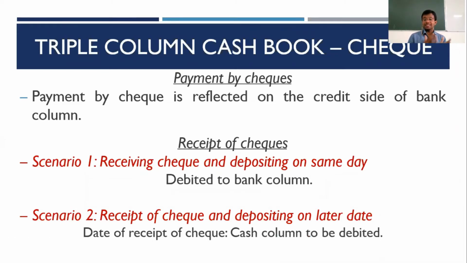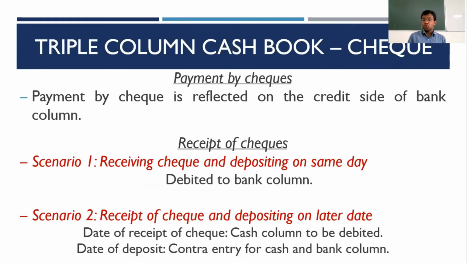So in this case, how do you go about treating the transaction? The day that you receive the check, you will debit the cash column. Remember, cash column is real in nature. Debit what comes in. Since you have received the check, a check is equivalent to cash, so on the day that you've received the check, you're treating it as a cash transaction and debiting the cash column.